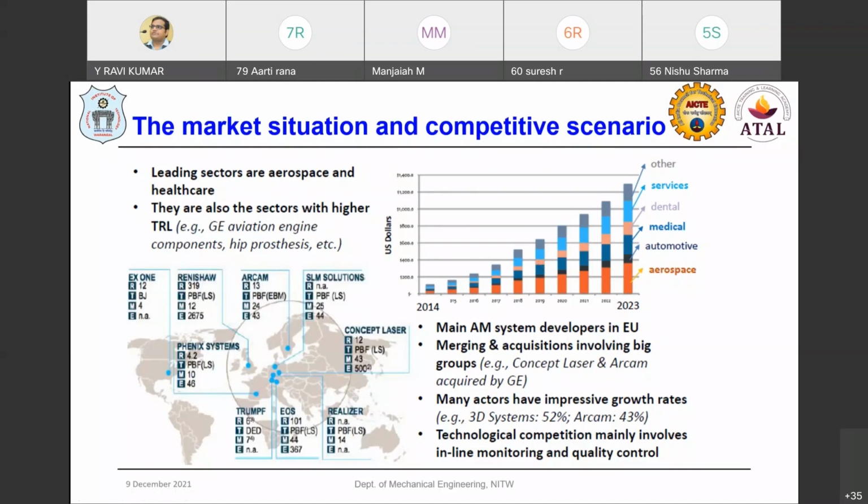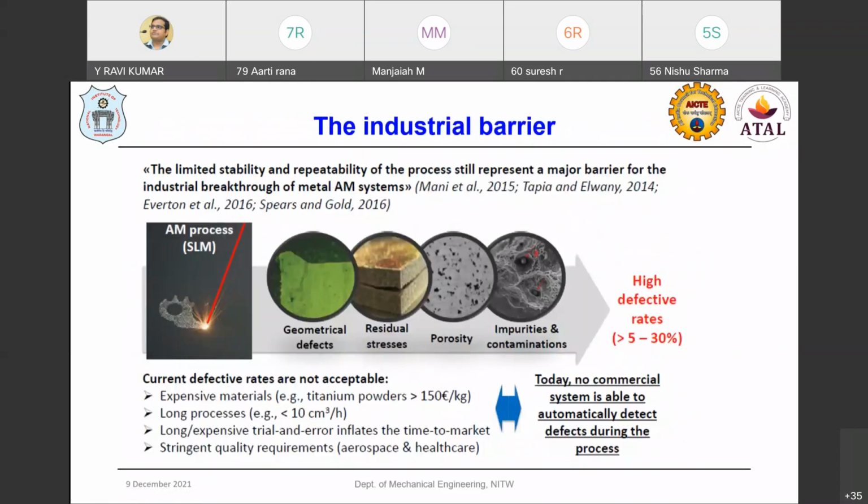It's technological computations, mainly involving inline monitoring as well as quality control of the machines which are made by this 3D printing and all. And in these, there are so many industrial barriers. What we are talking about, this metal additive manufacturing process, we can say that it's a direct printing or near net shape manufacturing, whatever complex parts can be made.